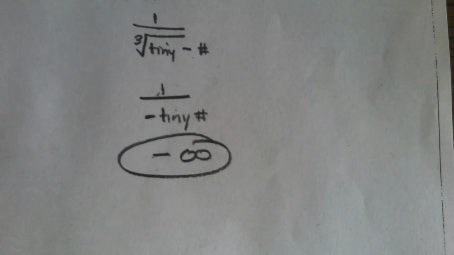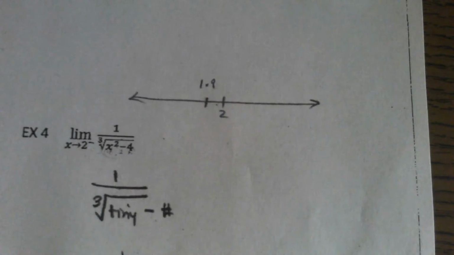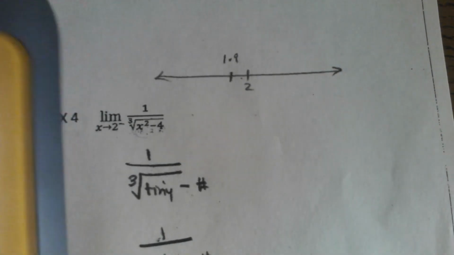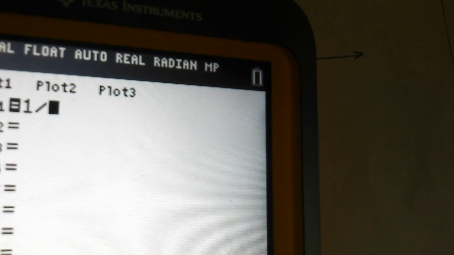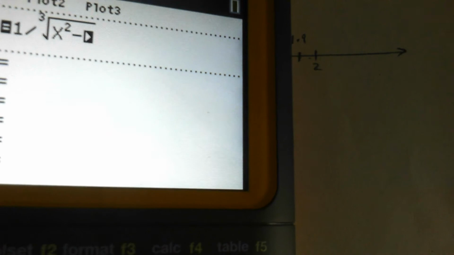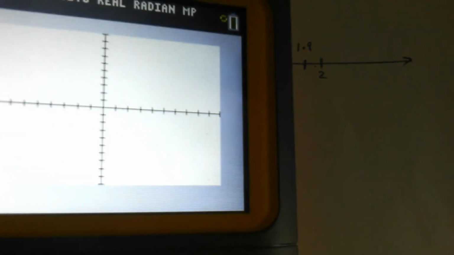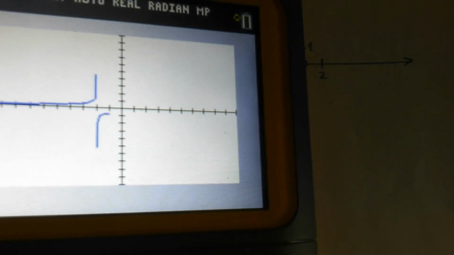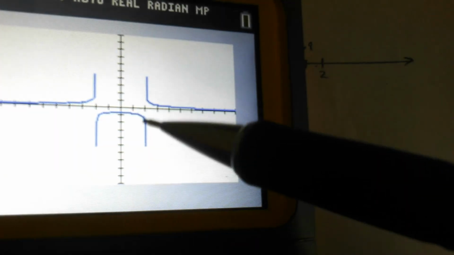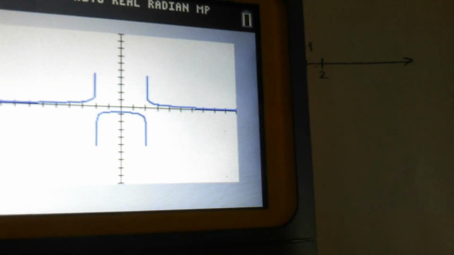Okay? Now, a lot of these you have no idea what the graph looks like, and nor should you. But sometimes it's just helpful and reassuring to look at it. So 1 over the cubed root of x squared minus 4. And we'll see what happens as we approach 2 from the left. There's 2 from the left going towards negative infinity, right? Any questions? Okay. All right, flip to the back.